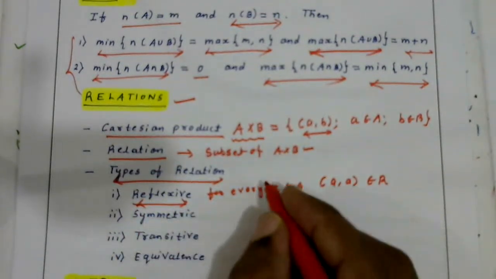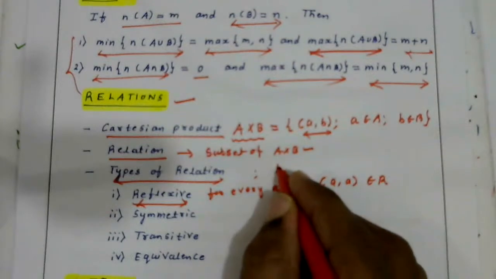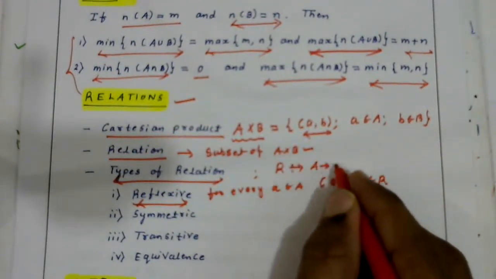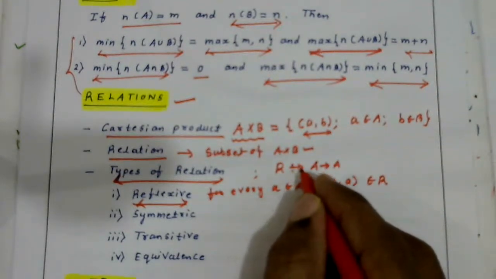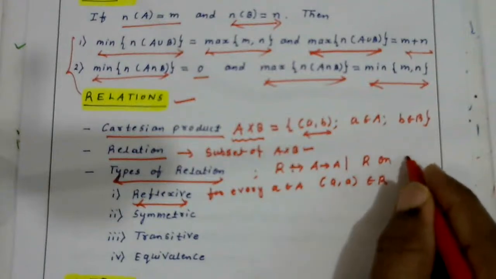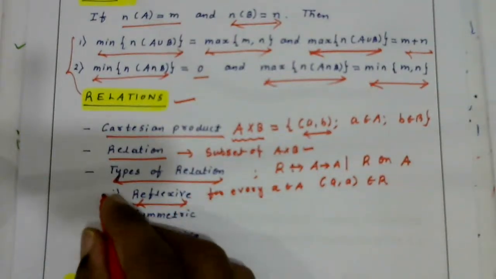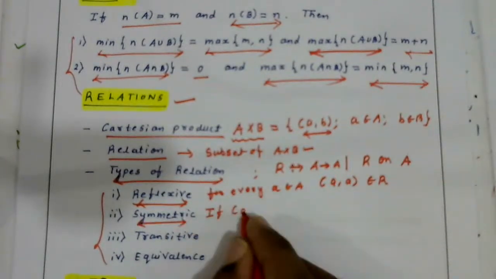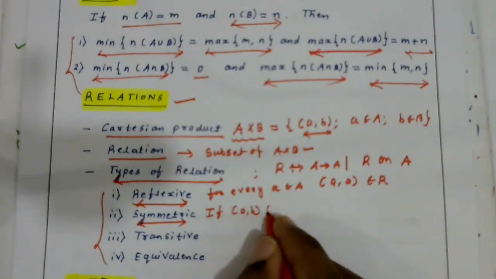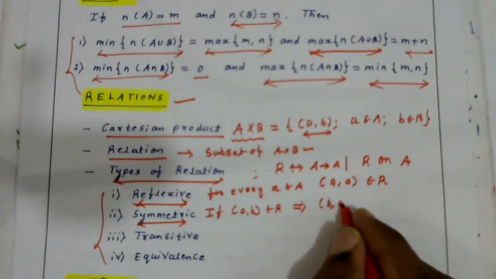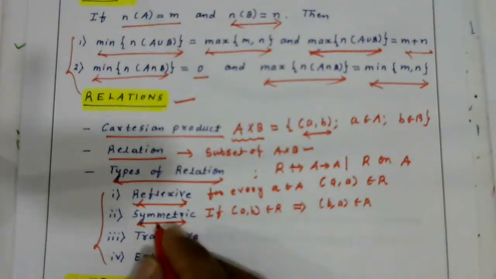And one more thing: to define the types of relation, the relation R should be defined from A to A only, right? Not from A to B. So a relation R is defined on capital A, and only then can we define the types of relation. So this is about reflexive relation. If (a, b) belongs to R implies (b, a) also belongs to R, that is said to be a symmetric relation, right?